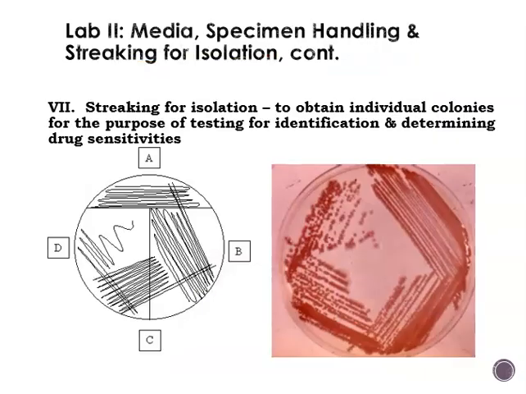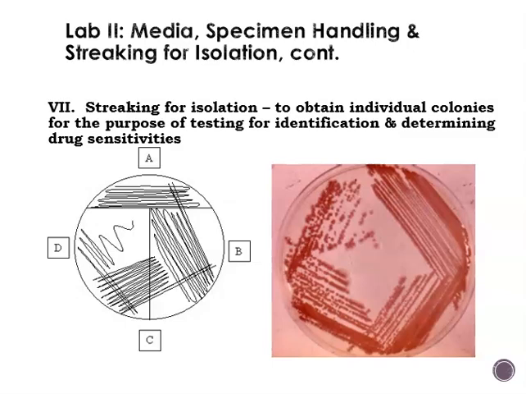Okay, and then I think the last little piece of this lecture that we're going to talk about is streaking for isolation. So we do this for the purpose of quantitation and identification. So we're from that original mixed culture. So we've set up a culture, and again, I'll just use the example of a wound culture or a wound specimen.